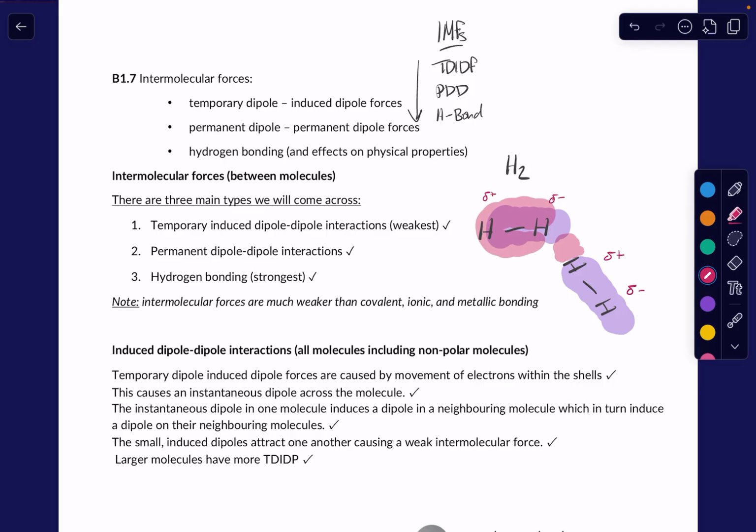And that is the intermolecular force. So that slight attraction, it is the tiniest as you imagine. It is the slightest attraction, and that is what's going to keep those hydrogen molecules together. As you imagine, it's really, really weak.